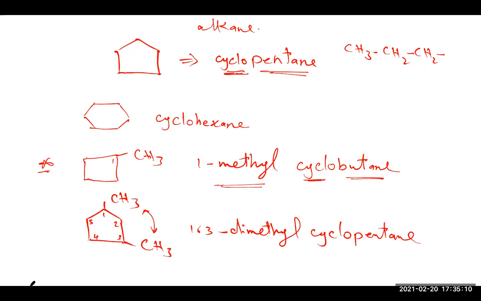Sometimes a cyclic compound may contain a double bond also. So if it contains a double bond, it will be drawn like this. So to write the name of this compound, we need again to write cyclo in the beginning and to count the number.